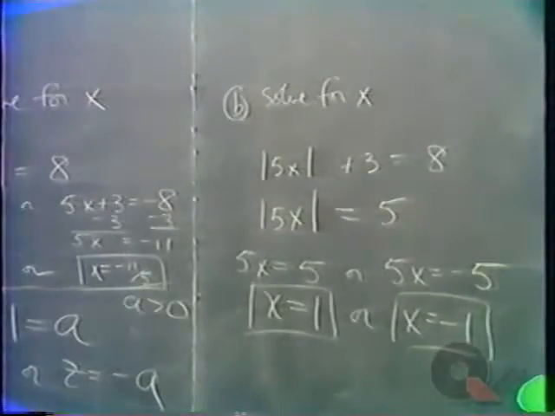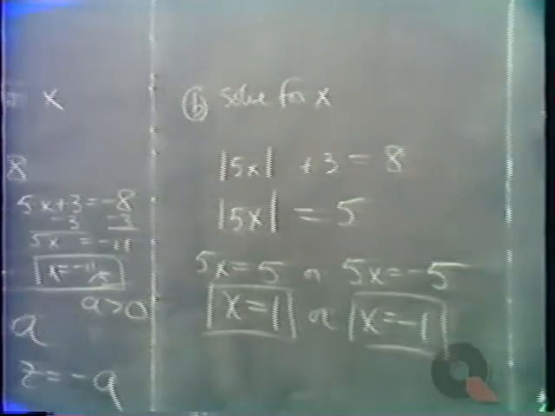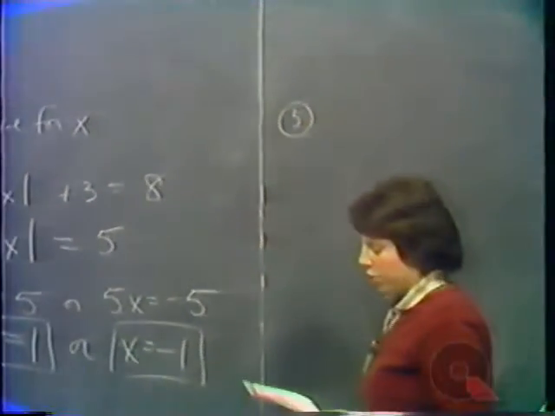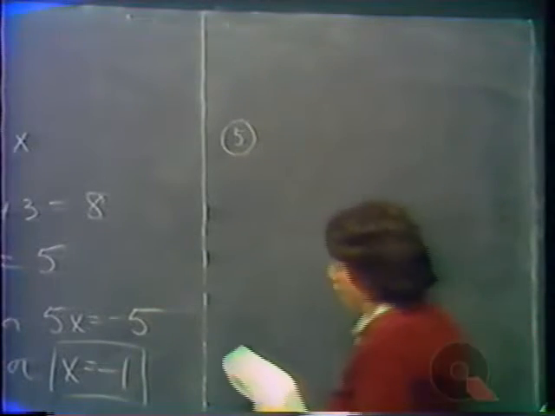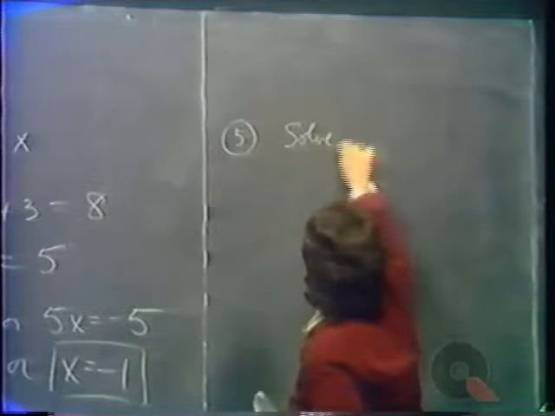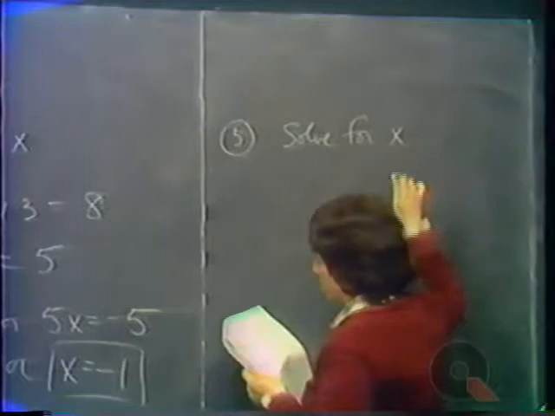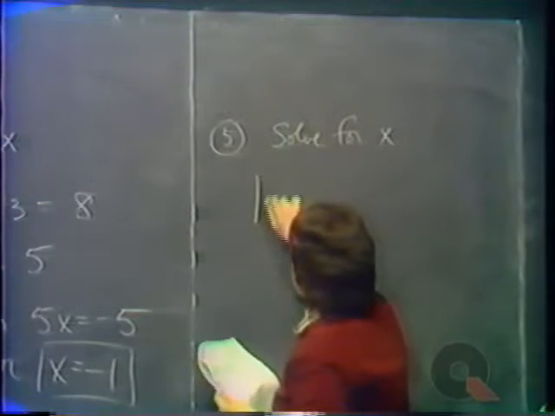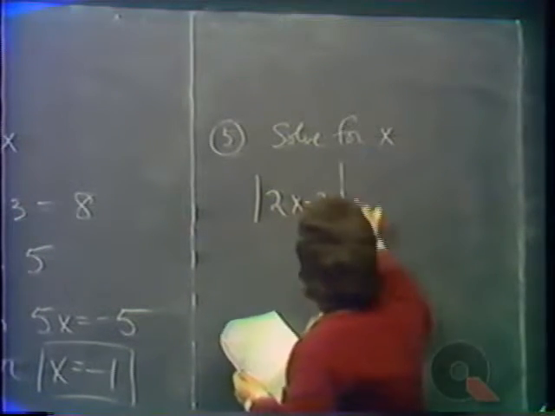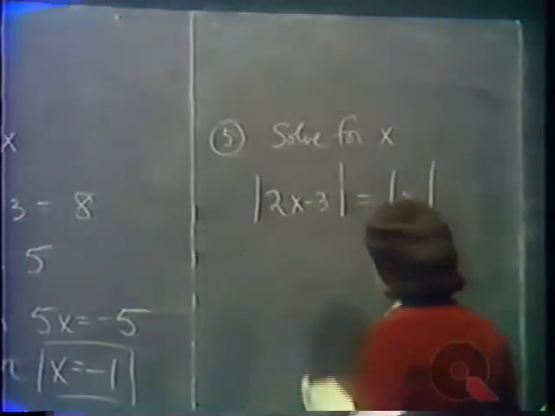As a variation on that, it is possible to get an equation both of whose sides involve absolute value. For example, suppose I say solve for x. The absolute value of 2x minus 3 equals the absolute value of x.